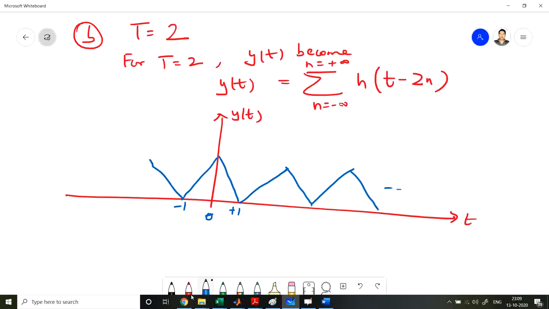We get this type of plot when capital T equals 2. So it is 0, plus 1, minus 1, then this point is 1, then 2, 3, 4, 5, and on the other side minus 2, minus 3, minus 4, minus 5, and so on. So this is our yt with respect to t when we have T equals 2. So this is the T equals 2 condition.